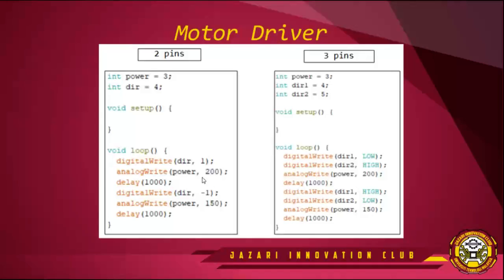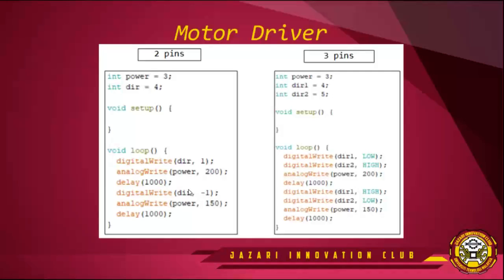It will run at the speed of 200 for 1 second, and then it will change to the opposite direction with 150 power. How do you want to stop this? How do you want to stop the moving? It will still move. Let's assume one is clockwise, so clockwise 200 power, and then anti-clockwise 150 power. So it is looping forever.